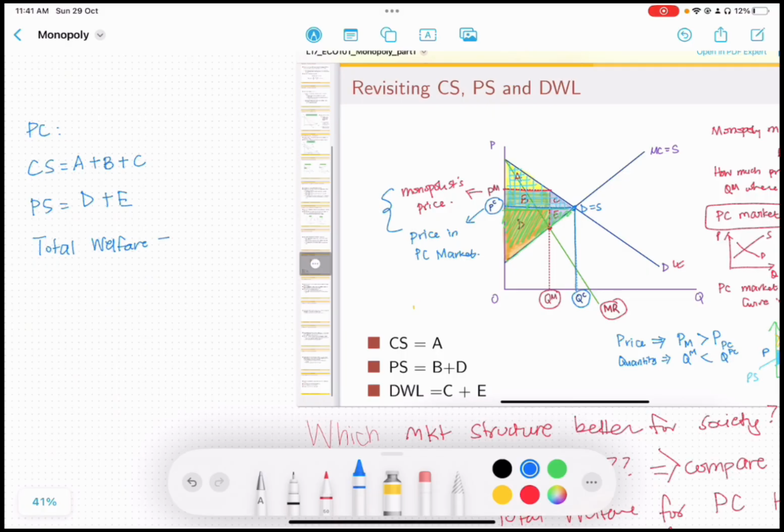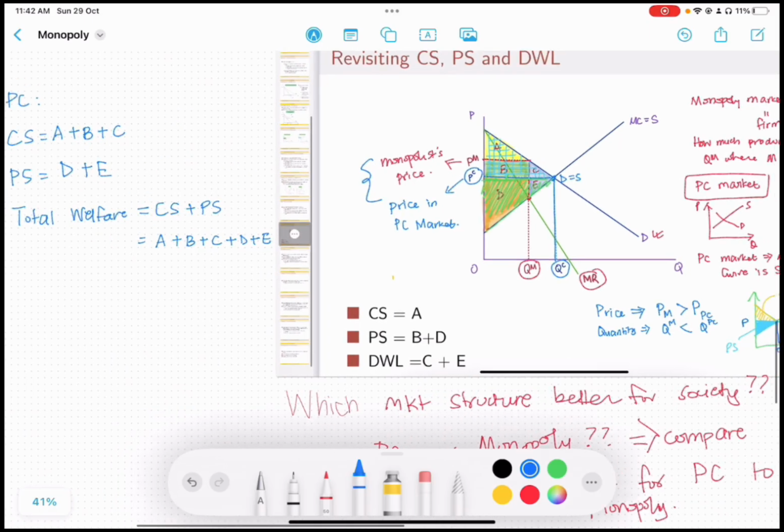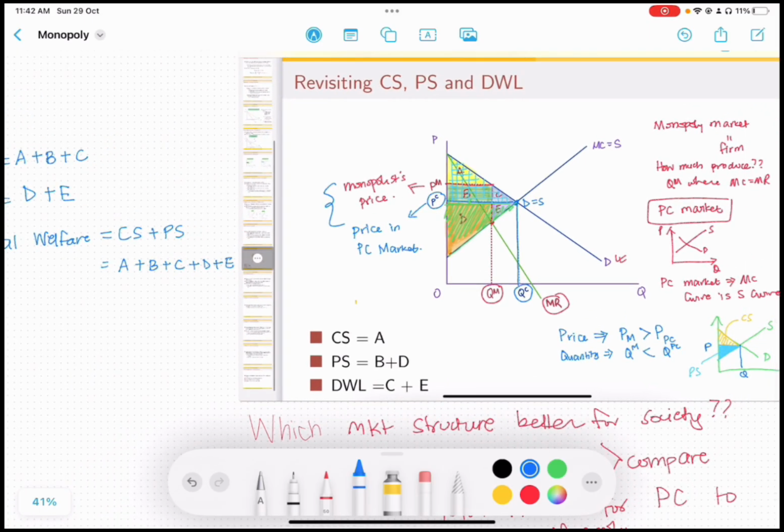Total welfare is going to be consumer surplus plus producer surplus, which equals A plus B plus C plus D plus E. Okay? So this is the total welfare when we are dealing with perfect competition. So perfect competition's total welfare. All right, now let's figure this out for the monopolist.